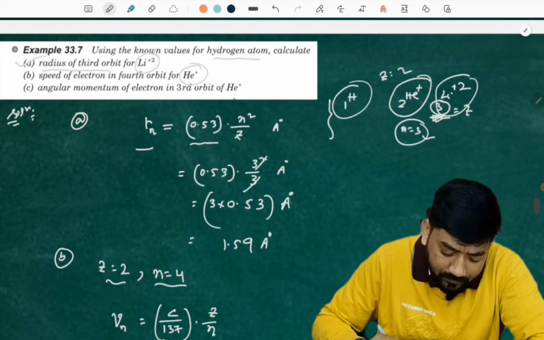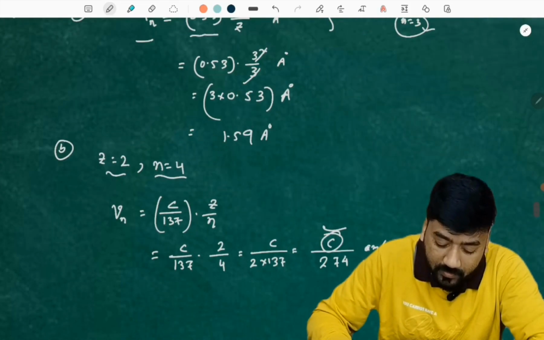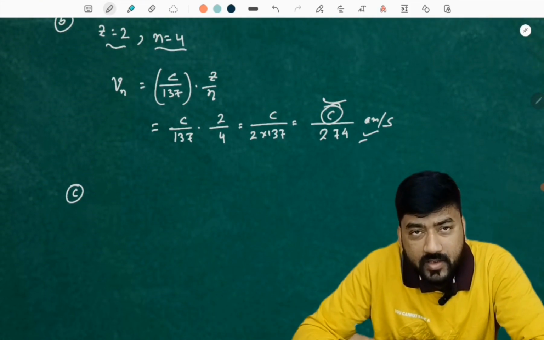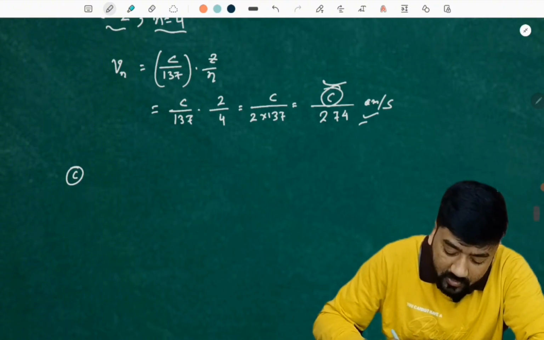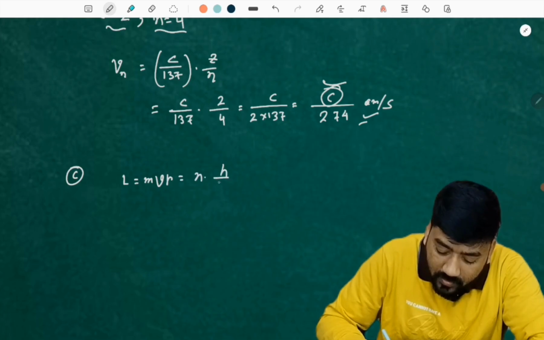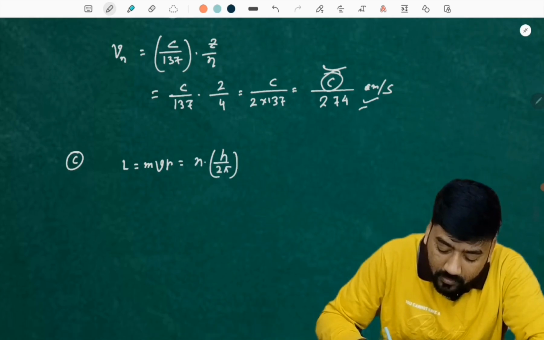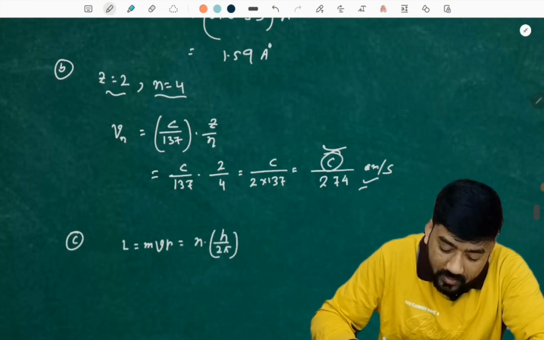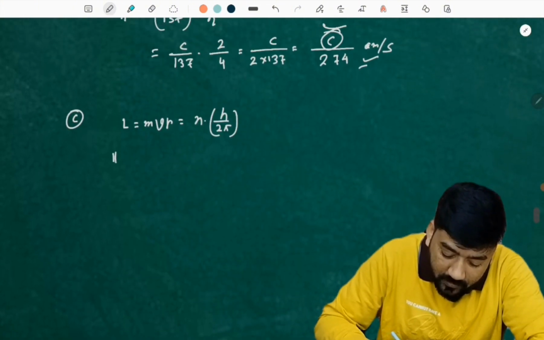Now the last question is angular momentum. See, angular momentum is a term which does not depend on Z. It only depends on N, because you know angular momentum L, or you can write mvr, is equal to N into h upon 2 pi. Now here what is N? If it is the third orbit, then N is equal to 3. So here N is equal to 3.